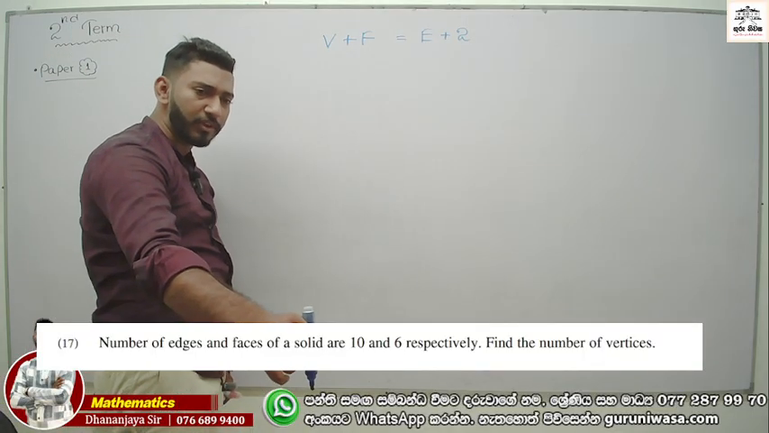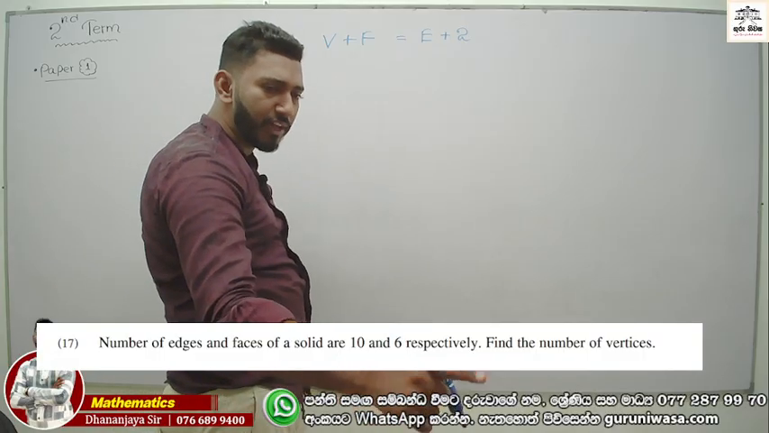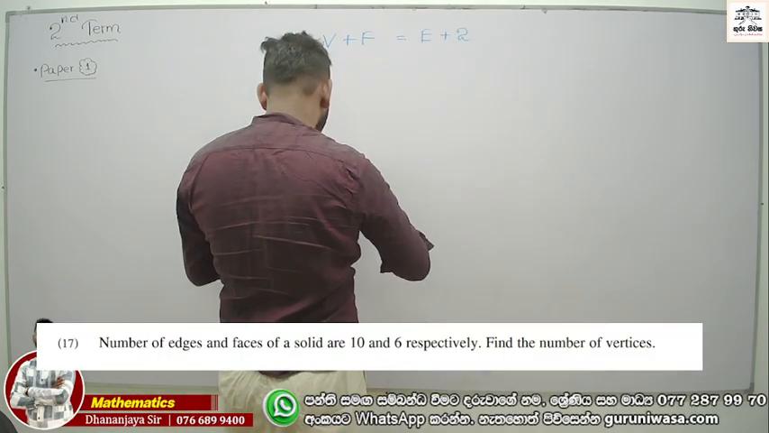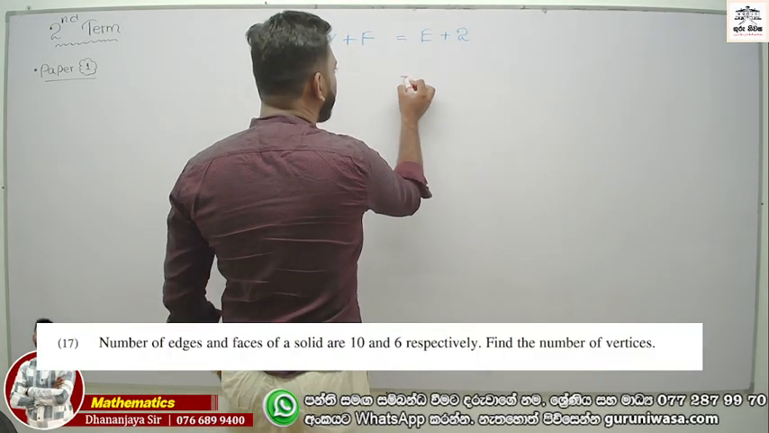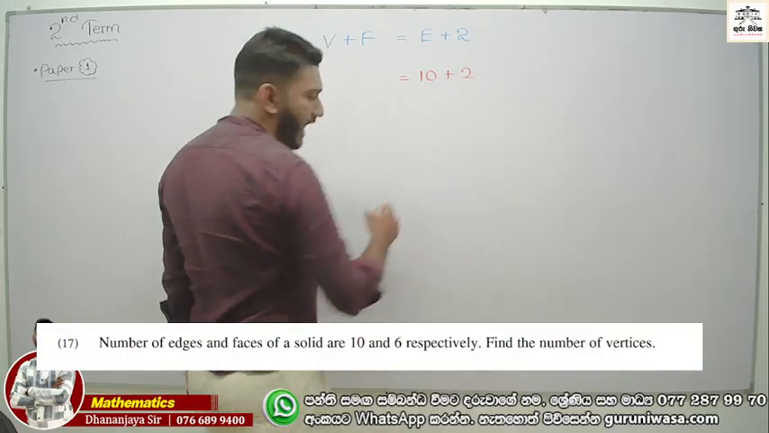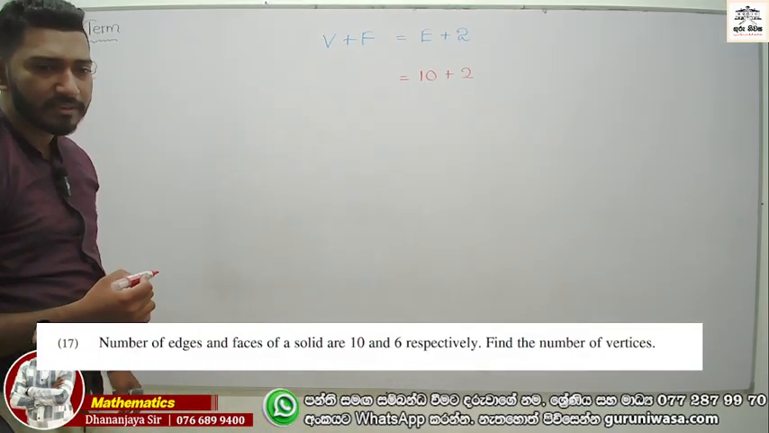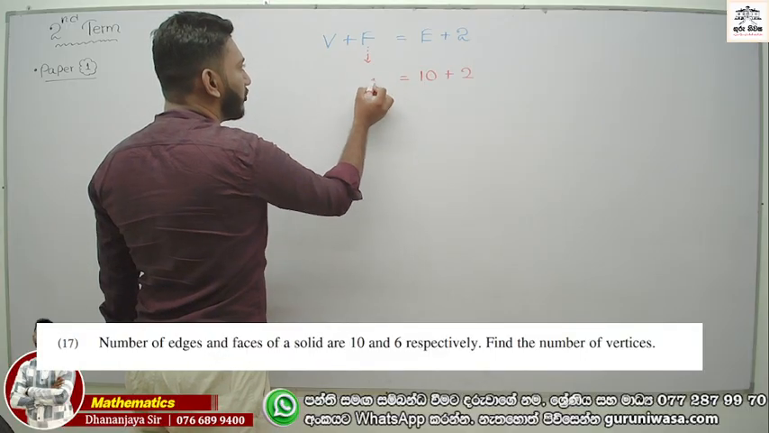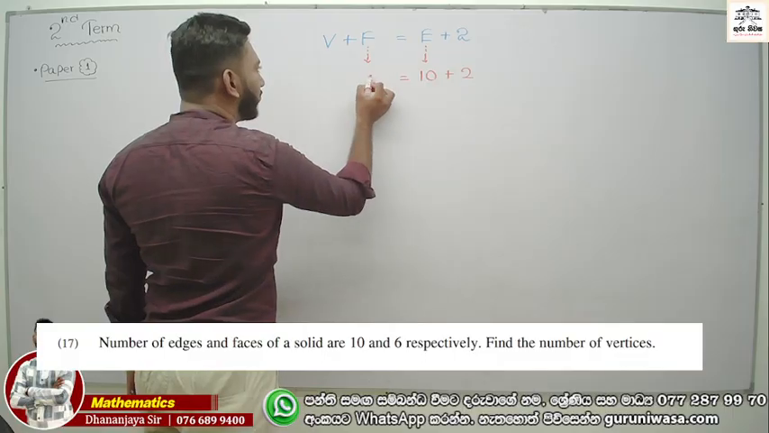Now in this question, the number of edges is 10. Now I'm going to substitute 10 into the E, so 10 plus 2. And the number of faces is 6. Now faces F equals 6.